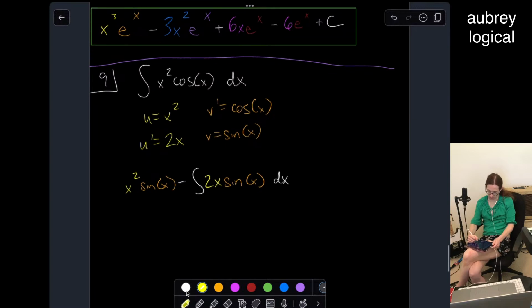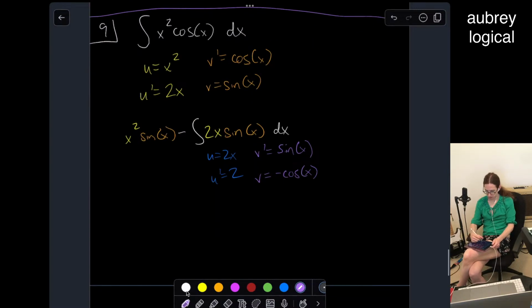Cool thing about doing this a whole bunch is that it just becomes easier. Like I don't even really have to think much about what I'm doing after I've done this enough times. So the antiderivative of sine is going to be negative cosine. So let's go ahead and... This might be the last time we have to rewrite this one. Can only hope. Okay.